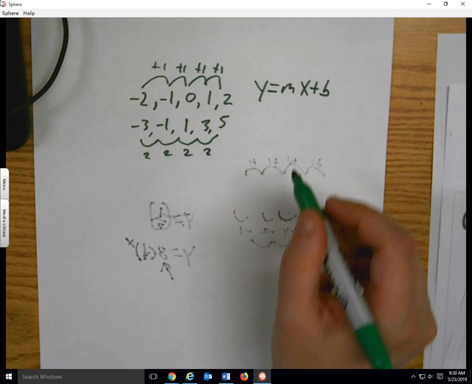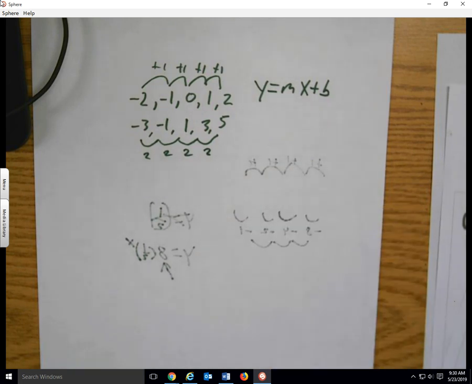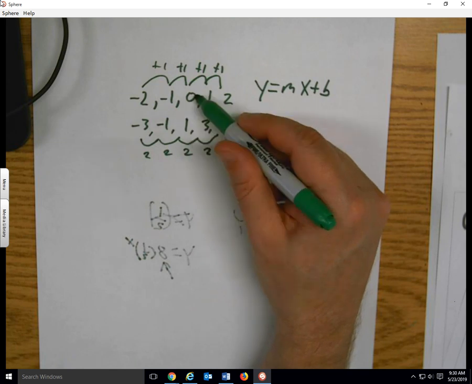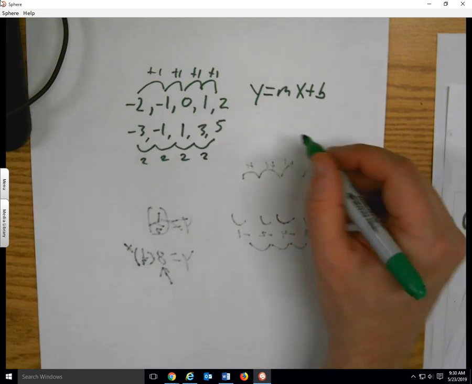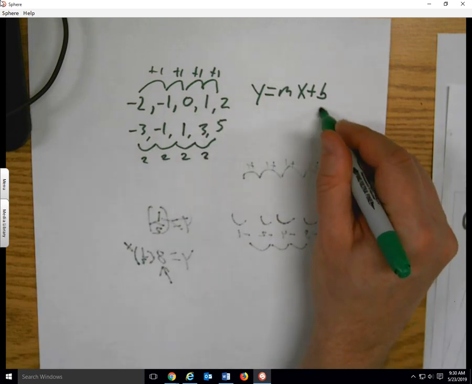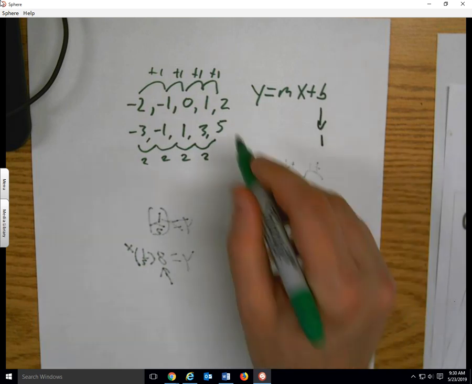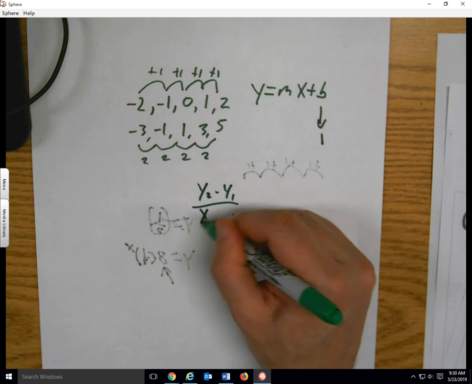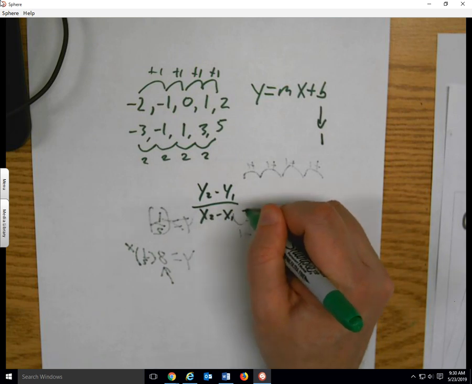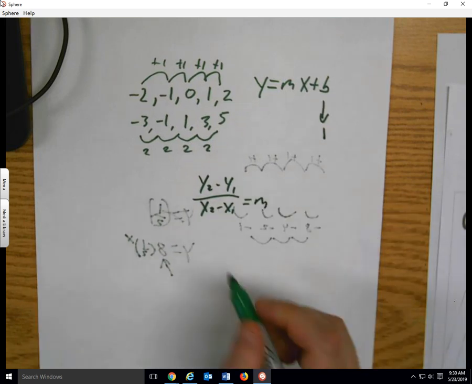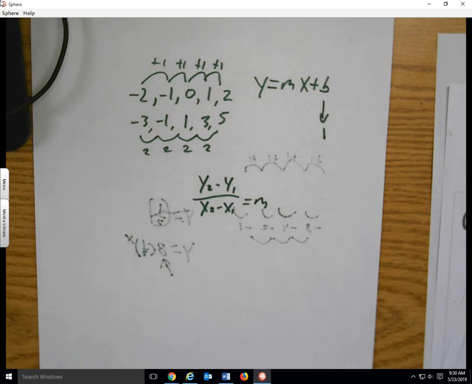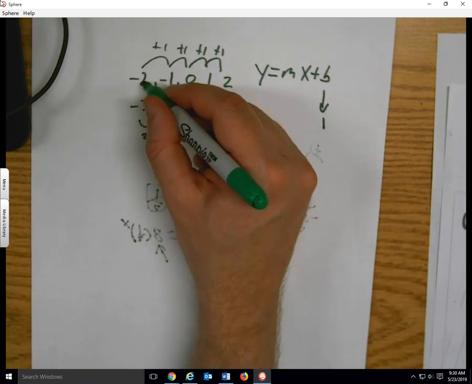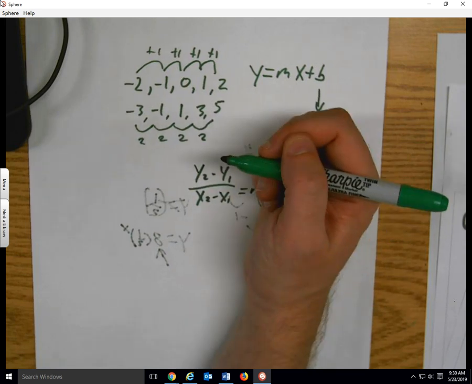That's the easy part. How would you find the m and the b? Well, to find the b, if x is 0, you already know the b. B would be 1. To find the m, you can do y2 minus y1 over x2 minus x1 equals m. And it doesn't really matter which points you choose to determine the m. I'll just choose the first 2 points.